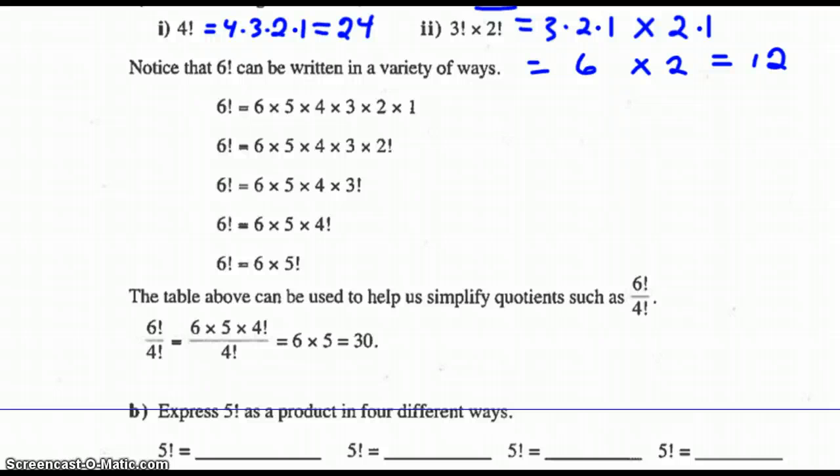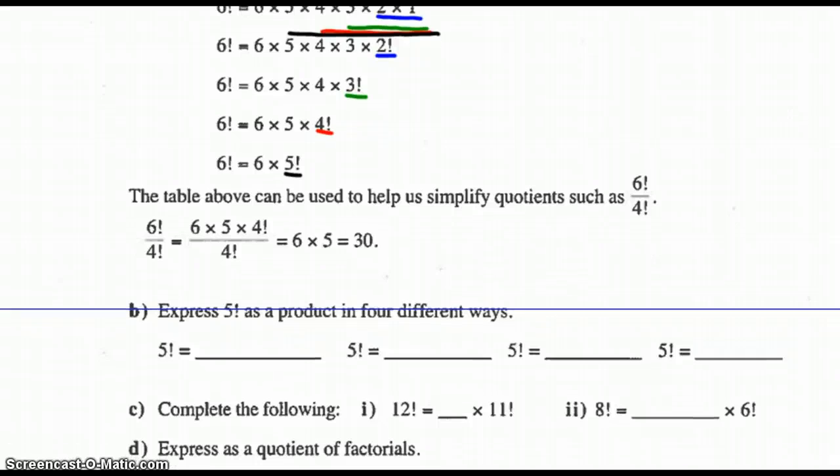So look closely at that. 2 factorial is the same as 2 times 1. 3 factorial is the same as 3 times 2 times 1. 4 factorial is the same as 4 times 3 times 2 times 1. 5 factorial is 5 times 4 times 3 times 2 times 1. They're all the same, just different forms of writing it. So they're all equivalent values.